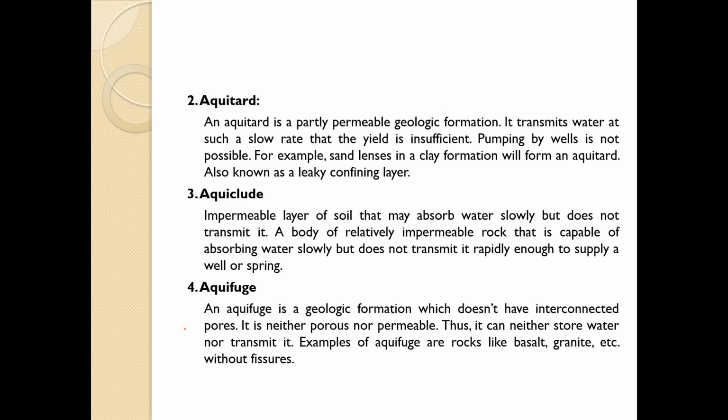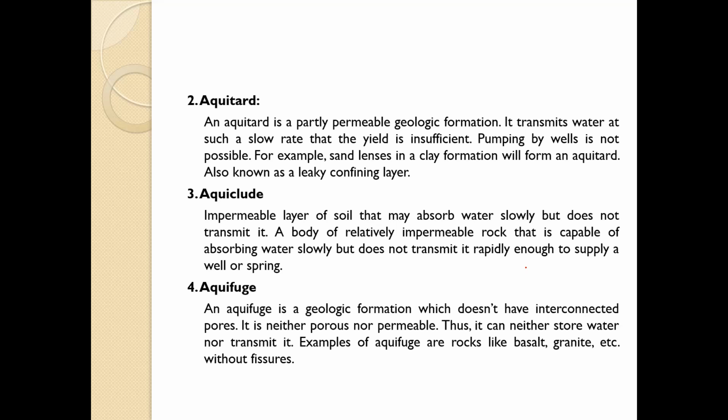Then aquiclude. This is an impermeable layer of soil that may absorb water slowly but does not transmit it. It is a body of relatively impermeable rock that is capable of absorbing water slowly but does not transmit it rapidly enough to supply a well or a spring. So this thing absorbs the water, but it cannot give sufficient supply or transmit the water to the well or the spring.